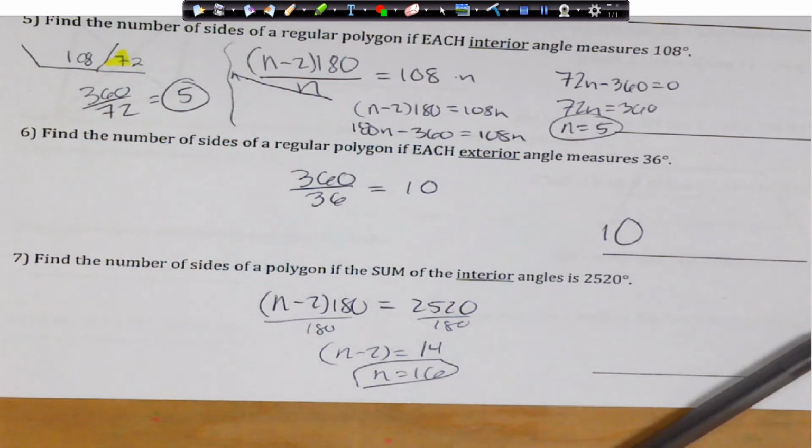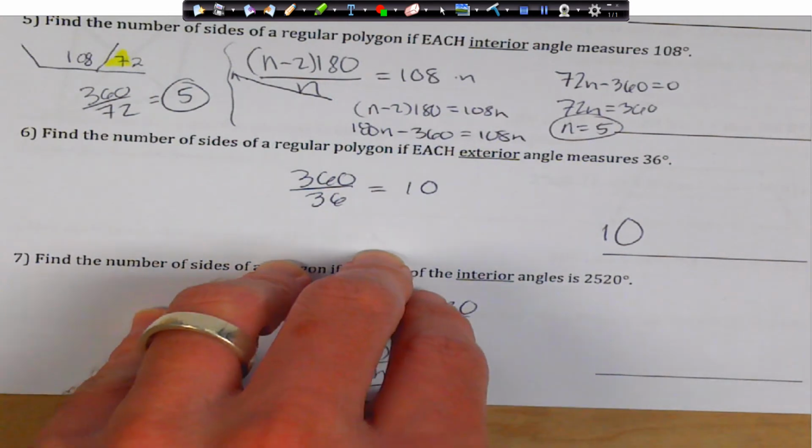Whenever you're asked to find the number of sides, you better get a whole number. You cannot get a non-whole number. So make sure you get a whole number. Okay. All right, moving on.